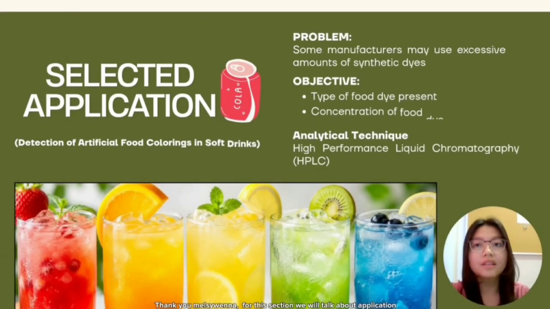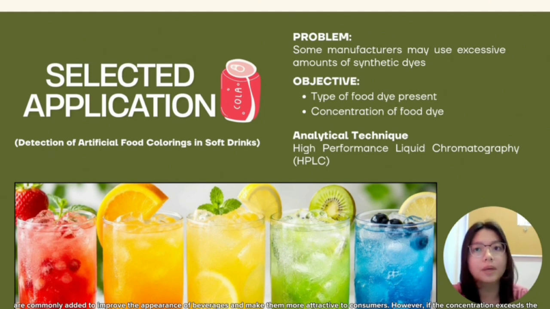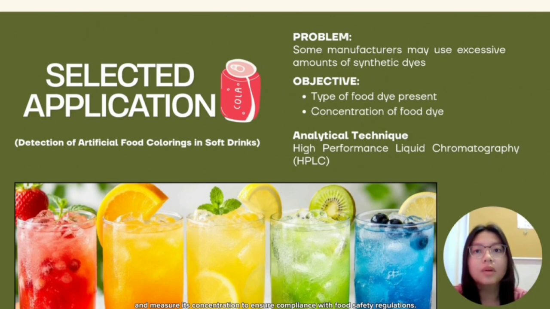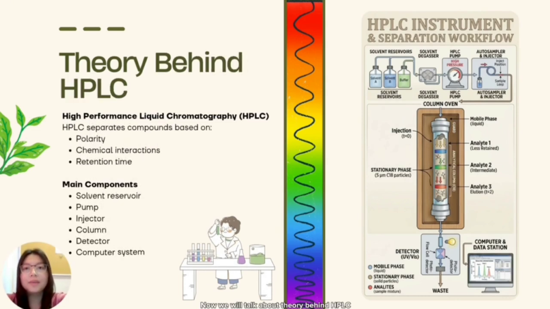Thank you, Melsiwena. For this section, we will talk about application. Our selected application is the detection of artificial food coloring in soft drink using high-performance liquid chromatography or HPLC. Artificial food dyes are commonly added to improve the appearance of beverages and make them more attractive to consumers. However, if the concentration exceeds the permitted limit, it may pose health risks to sensitive individuals. Therefore, HPLC is used to identify the type of dye present and measure its concentration to ensure compliance with the food safety regulation.